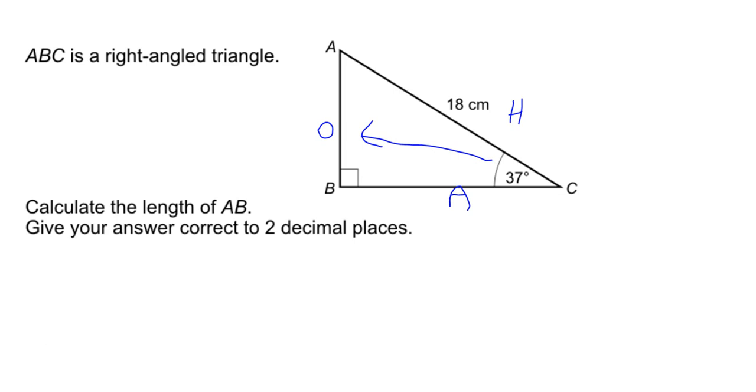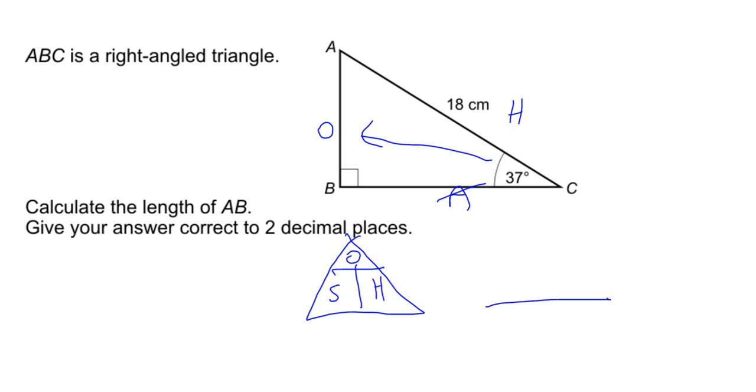I know the hypotenuse. I want to find AB. So therefore, I want the opposite. I'm not using those. So with my SOHCAHTOA, which of my formula triangles is going to work for me? Well, it's going to be the sine. Sine is the opposite over the hypotenuse.